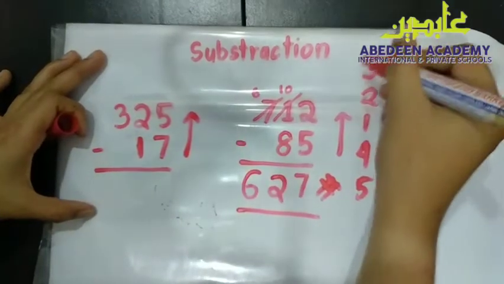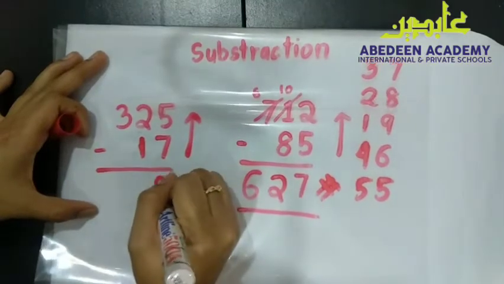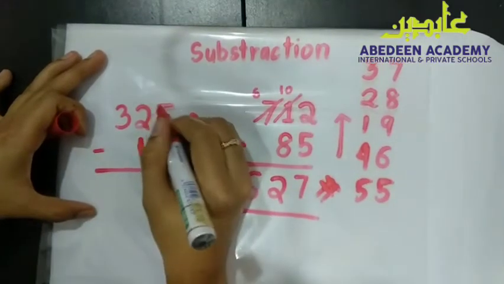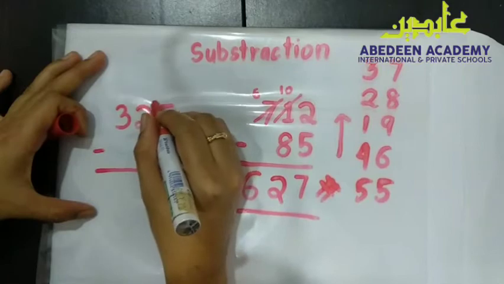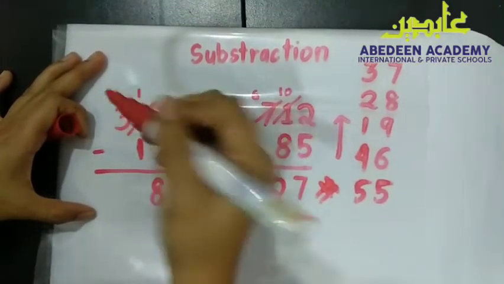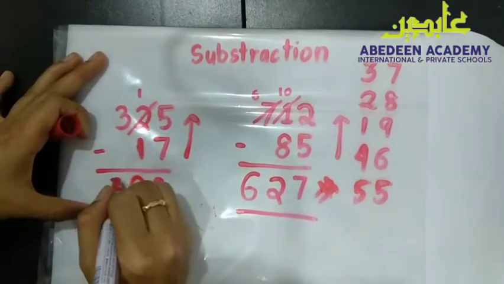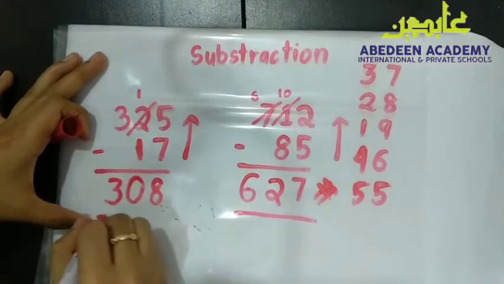So what's the friend of 2? It is 8. So the answer here is 8. So you already borrowed 10 from the tens. This 2 becomes 1. So 1 minus 1 equals 0. 3 minus nothing equals 3. Okay.